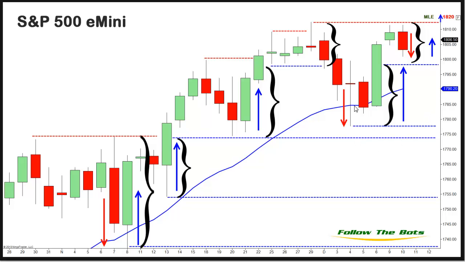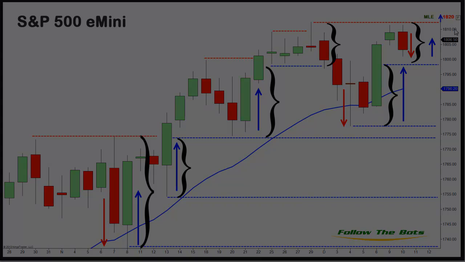Following last week's pullback, on Friday the S&P auctioned back above the 1800 price level, and on Monday, the market rallied up at or near the previous multi-year high at 1812.